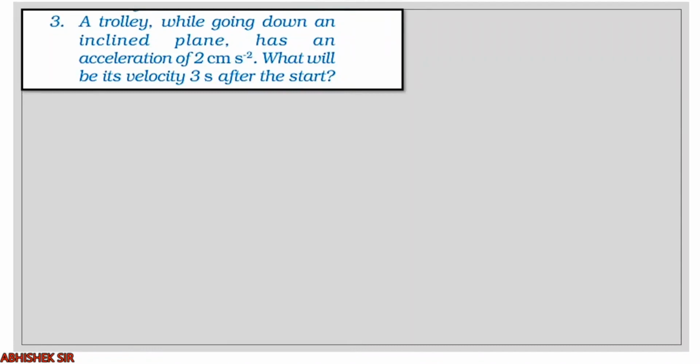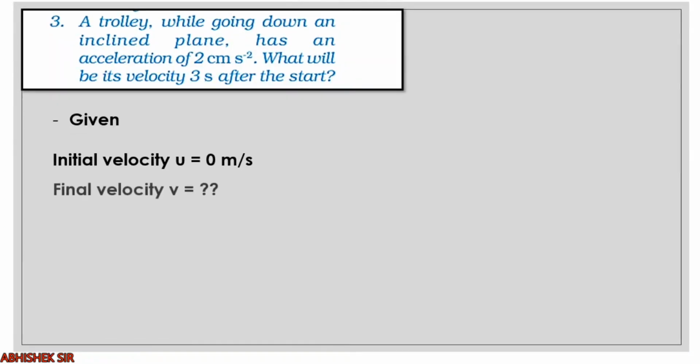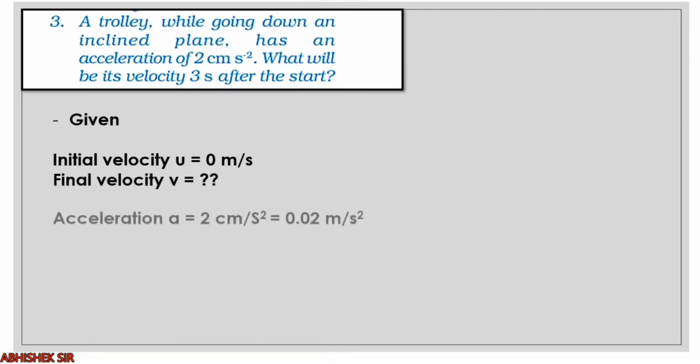A trolley while going down an inclined plane has an acceleration of 2 centimeters per second square. What will be its velocity 3 seconds after the start? So here the trolley is starting its motion, so initial velocity is 0. It attains an acceleration of 2 centimeters per second square. So final velocity is not given. We are asked about the final velocity.